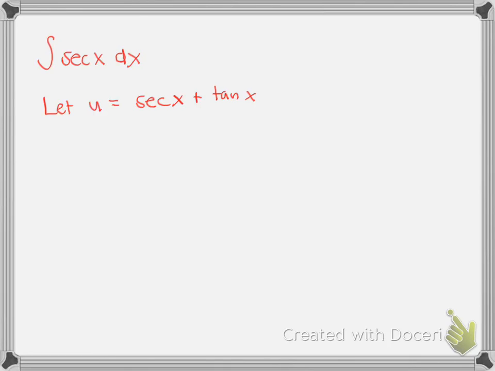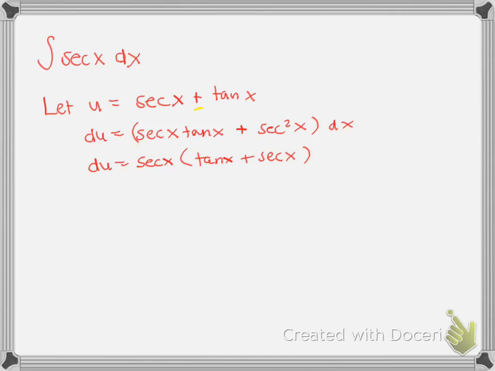So if u is secant x plus tangent x, then du is going to be what? Well, we just take the derivative. It's addition here, right? So we can just take the derivative of each term. So the derivative of secant x is, you should know this one by heart, secant x tan x, right? And then the derivative of tangent x is secant squared x, right? Don't forget our parentheses, dx. Okay. Well, we notice that there is a secant in both these terms, right? So we can factor out a secant x from each term, and we'll get secant x times (tangent x plus secant x) dx.